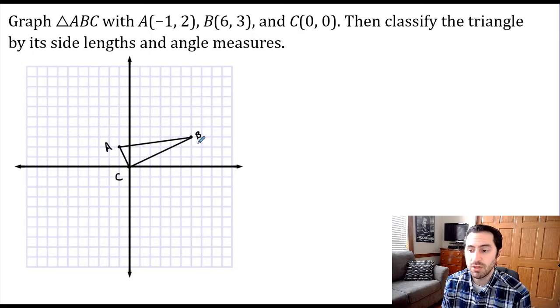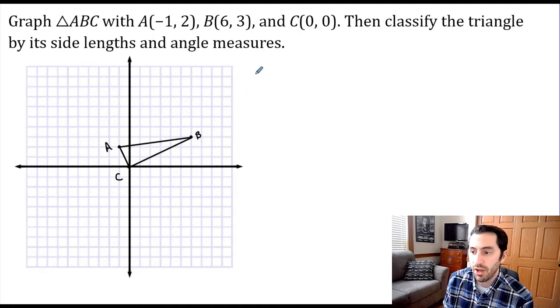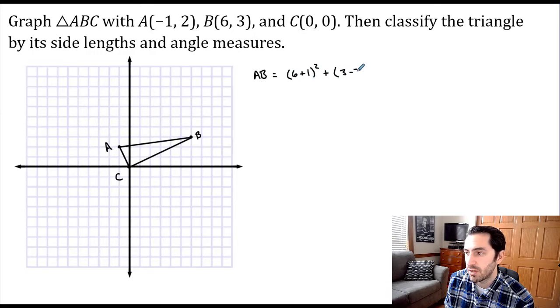To figure out how long these two segments are, we have two options. We can use the distance formula, or we can use the Pythagorean theorem. I'm going to use the distance formula. So for AB, the length here, this was the point (-1, 2), and here B was the point (6, 3). So in the distance formula, let's subtract our x values. So 6 minus -1, and that's going to be squared. And then we subtract the y values, so 3 minus 2, that is also squared, and we have the square root of all of this.